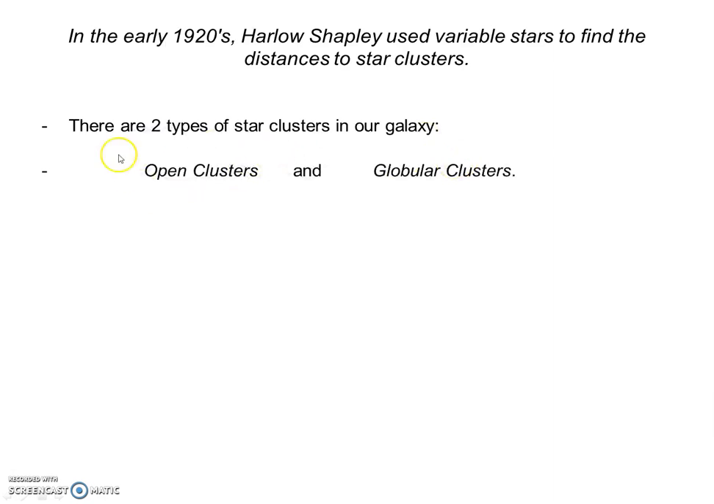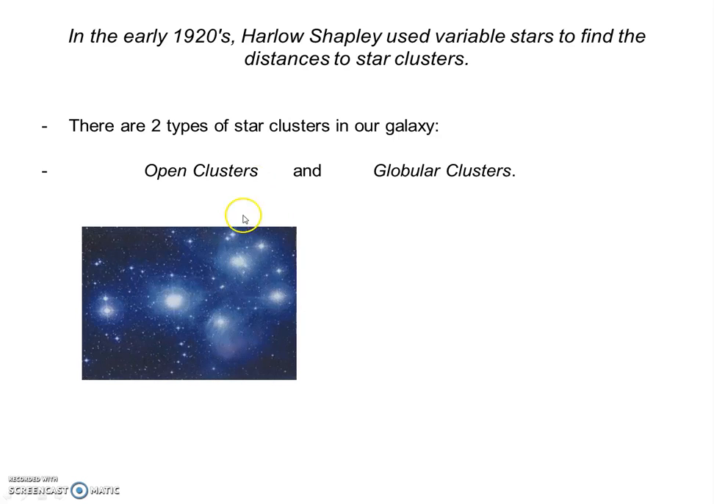One is called an open cluster. They used to be called galactic clusters, but that was too confusing because it sounded like a cluster of galaxies. But an open cluster is a cluster similar to the Pleiades. The Pleiades are the famous seven sisters in the constellation Taurus.